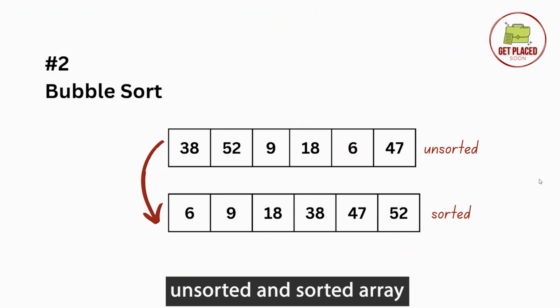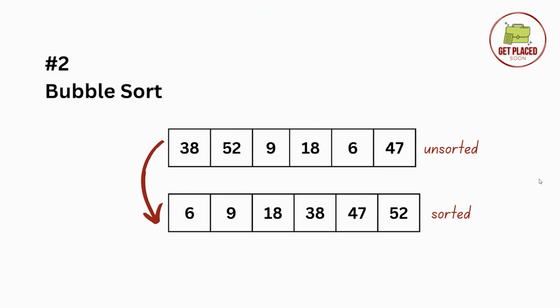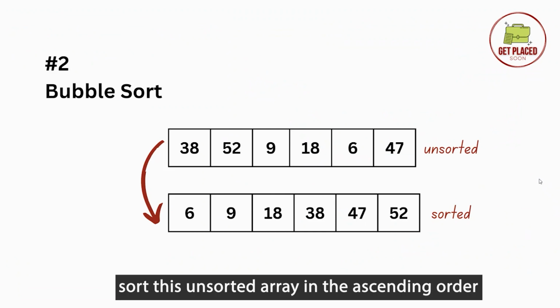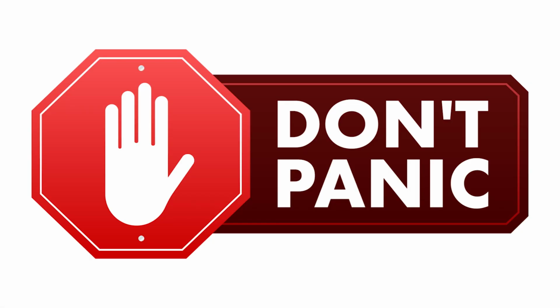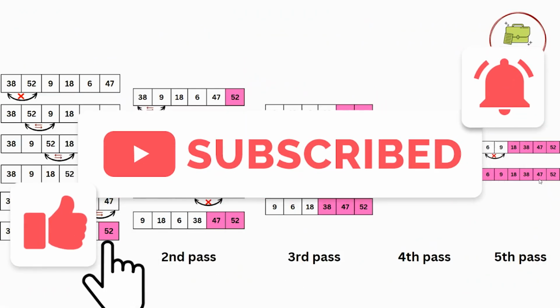One is unsorted and the other is sorted in ascending order. We'll also see how to make this unsorted array sorted in ascending order using bubble sort. So please stay tuned. We'll go through each and every single step, don't worry about it. But let me give you a basic introduction of bubble sort.